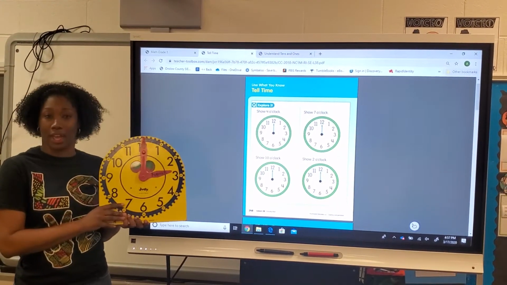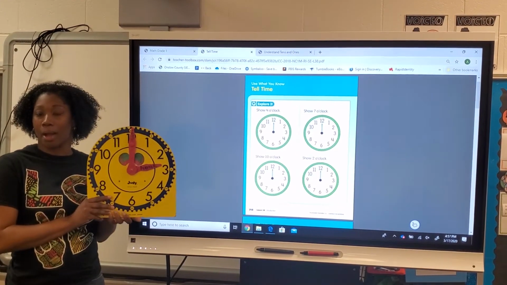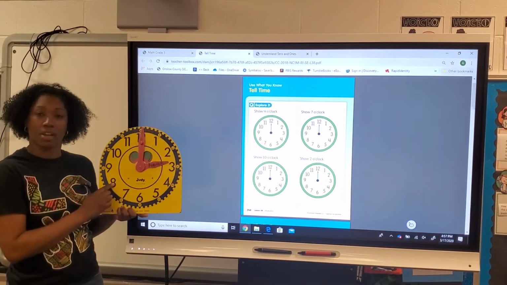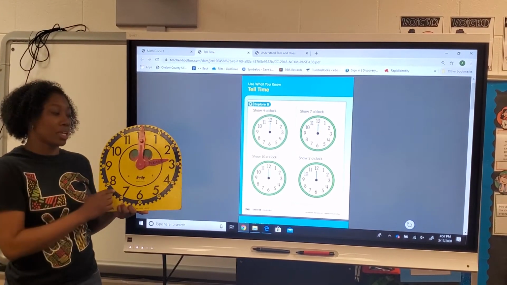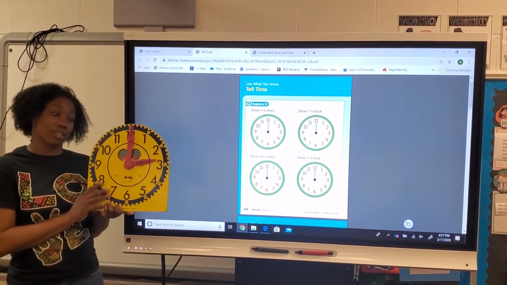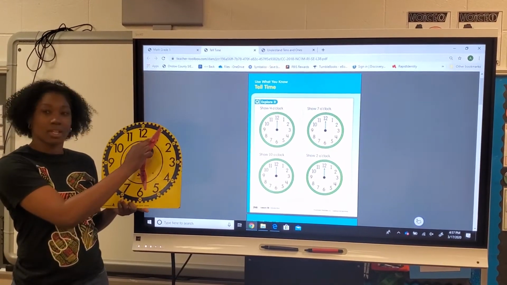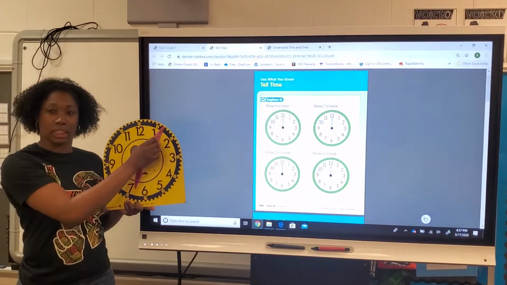Now, I want to go over a couple things. I have my teacher clock. My clock is very different from your clock. My clock has some hours on here, but it also notes the minutes. So I'm going to focus on the hours today because our job today is to figure out how this hour hand and this minute hand move when we're telling the time.